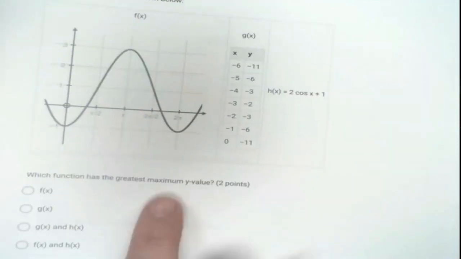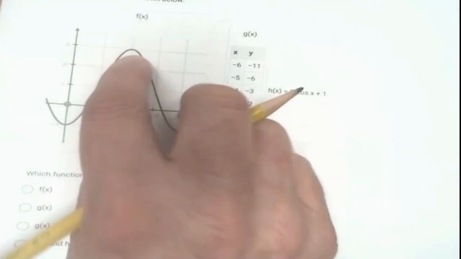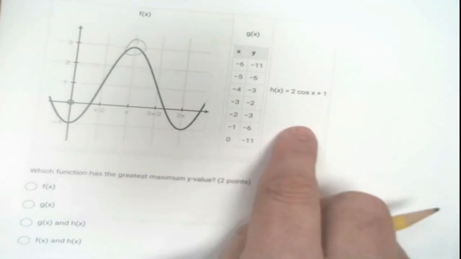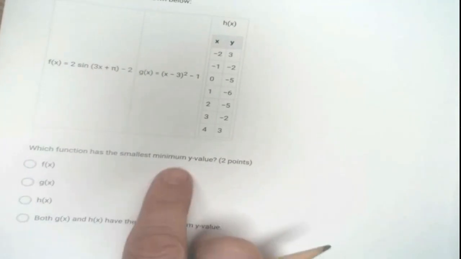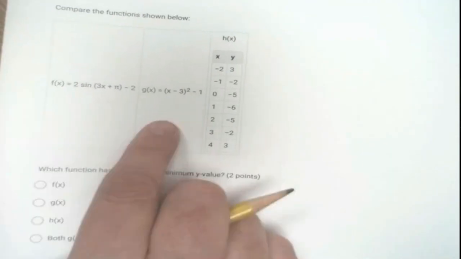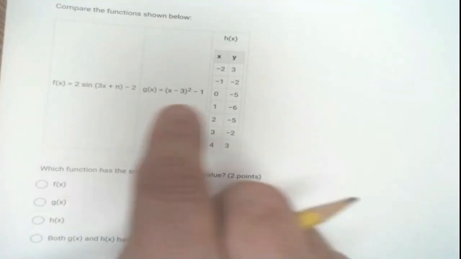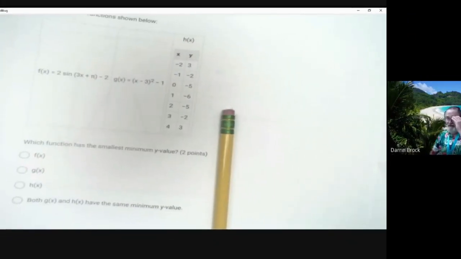This is which has the maximum y value. So what's the highest point, which would be for this graph, the highest y value is 3. Comparing it to this table and this equation over here. Compare these functions, which has the smallest minimum y value. And you have 2 different equations and a table. But you can always put that on a graph, see what it does. And that's it, five problems this week.